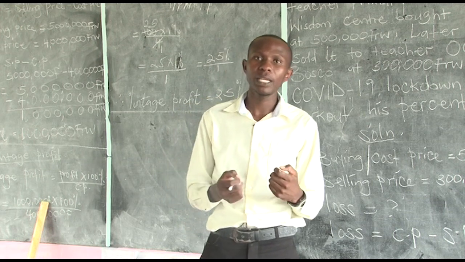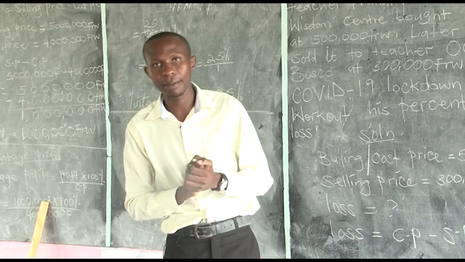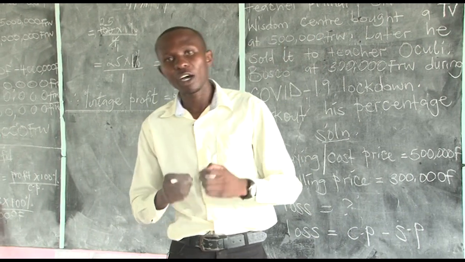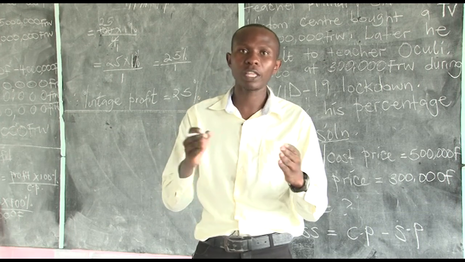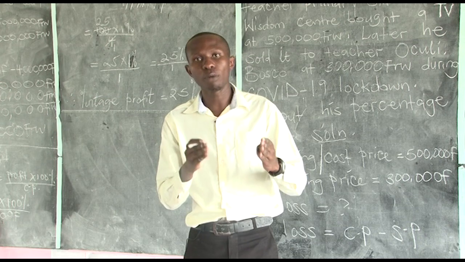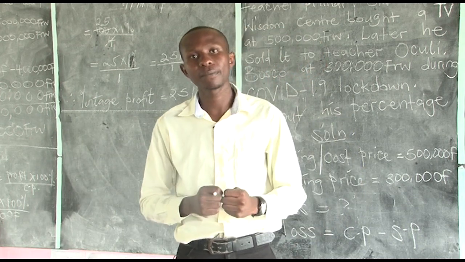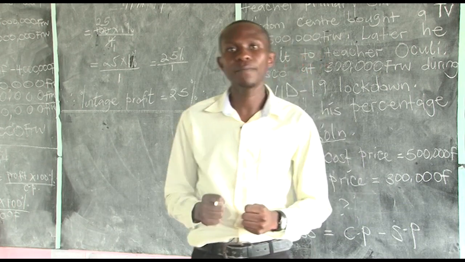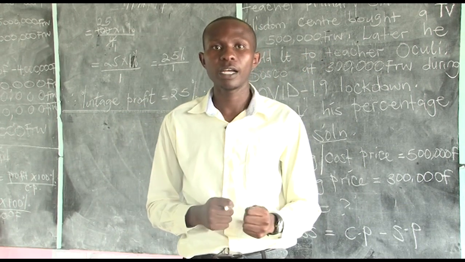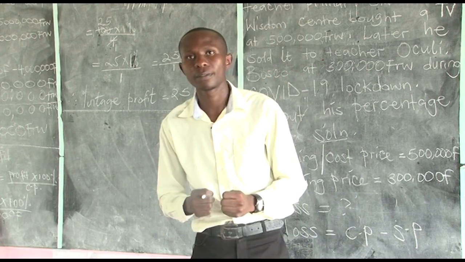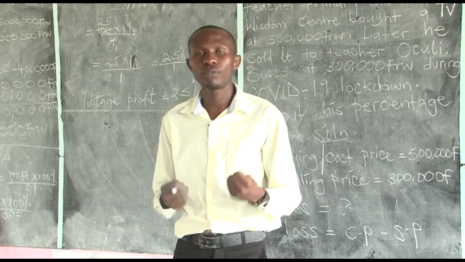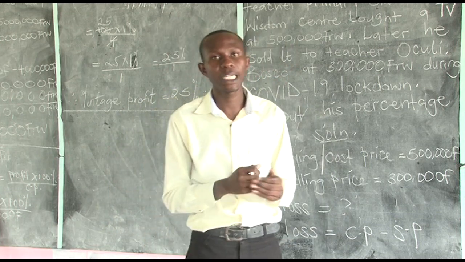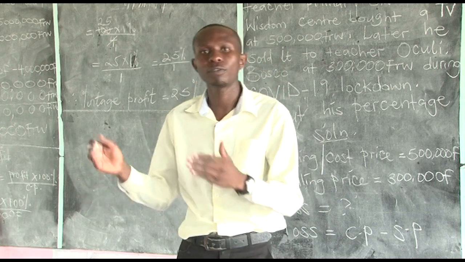Question number one, as you'll be writing. This time round, I'm not writing on the jogboard. Question number one says, Arafat bought a book at 3,000 francs. Later, he sold it at 5,000 francs.